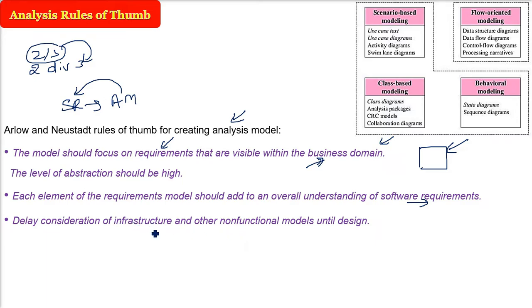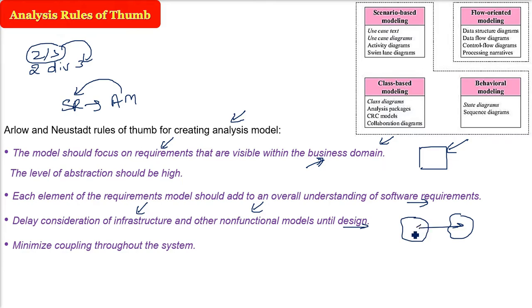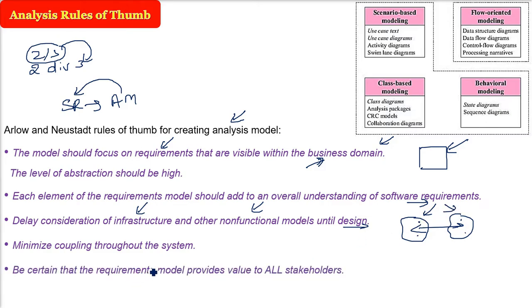The third point is, whenever we want to go inside, like the infrastructure, the design details, the non-functional models, until design we can delay it. No need to discuss all these things here. And we have to minimize the coupling throughout the system, because while we are doing this analysis model, there are different parts, subsystem parts. So we need to see that the close relationship should not be there. We need to have as little coupling as possible. Okay? If you are making two classes, they need to have as little coupling as possible.